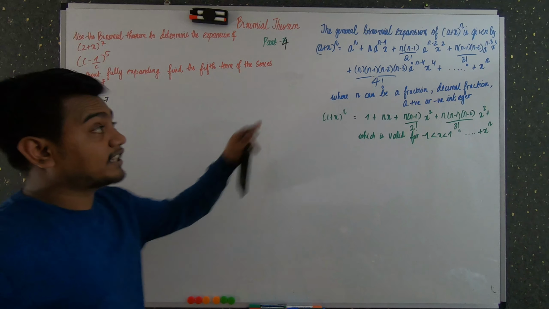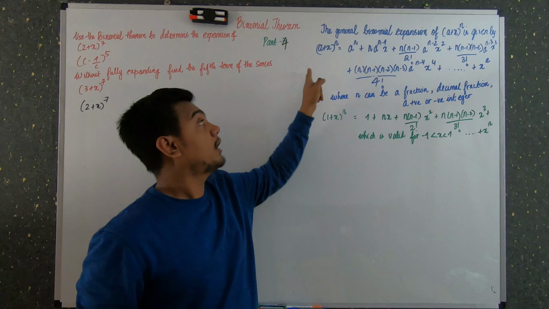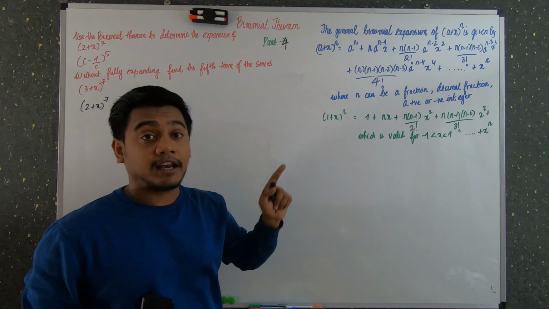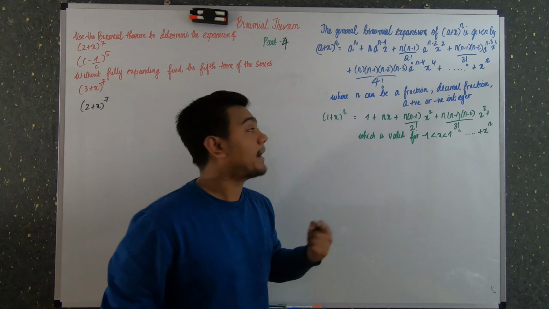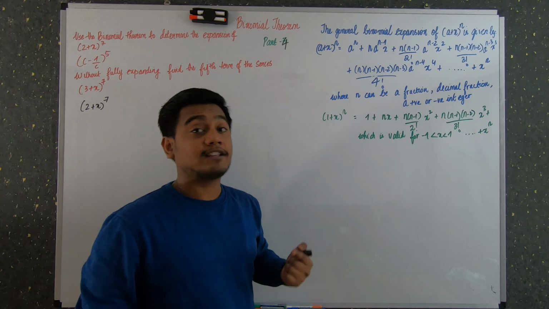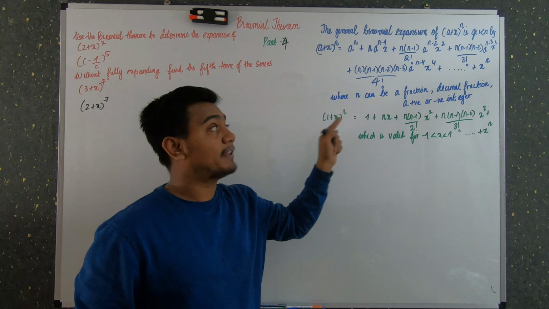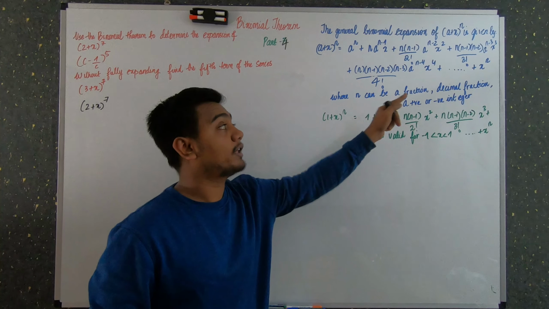So what the binomial series expansion is written over here, when for a binomial expression in the form a plus x the whole raised to n, the expansion is a raised to n plus n into a raised to n minus 1 into x plus n into n minus 1 by 2 factorial a raised to n minus 2 x square plus n into n minus 1 into n minus 2 by 3 factorial a raised to n minus 3 into x cube, and so on till x raised to n.